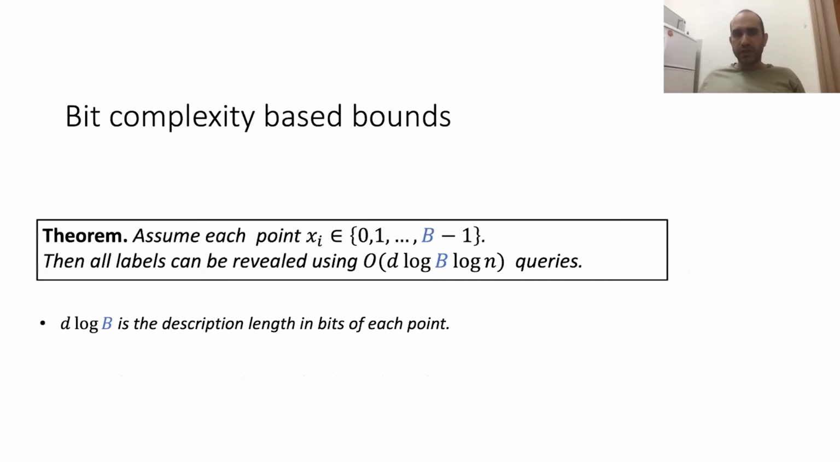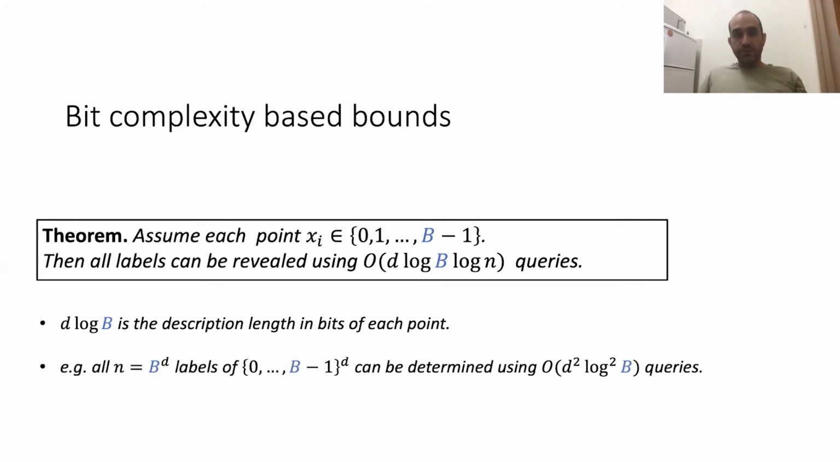Yeah, so the bit complexity, the grid. Assume now that each of the n points x_i has only integral values of bounded size, at most b different sizes, so between 0 and b minus 1. Then all the labels can be revealed using d log b log n queries. And just a comment, notice that we again retain the log n dependence, and the constant in front of log n is d log b, which is exactly the description length of each point in bits.